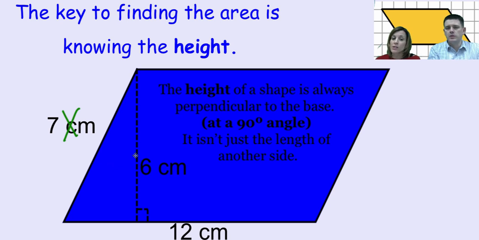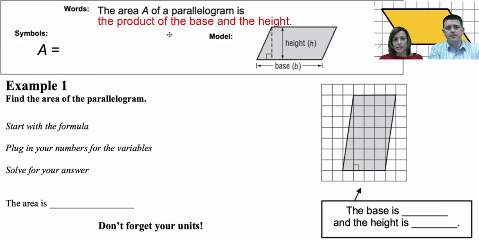So Mr. McKenzie just described it, but we're really looking for that 90-degree angle, that box in the corner of the shape. It's not just the length of another side. It has to be perpendicular to the base. So be careful on your heights. You might want to jot that little piece of information over to the right-hand side in your note packet, just to the right of that example one up there. The height is going to be a key in a lot of the shapes that are coming up in the next couple of days. So let's get started.